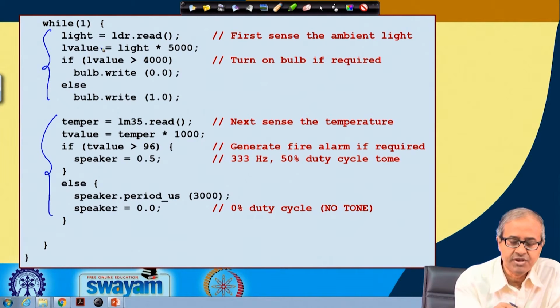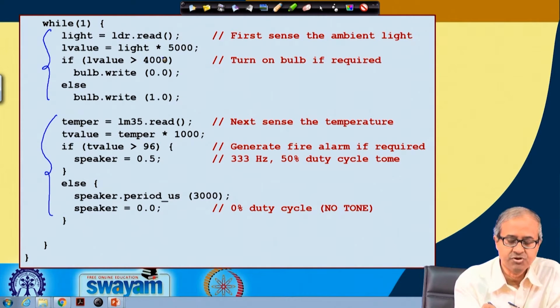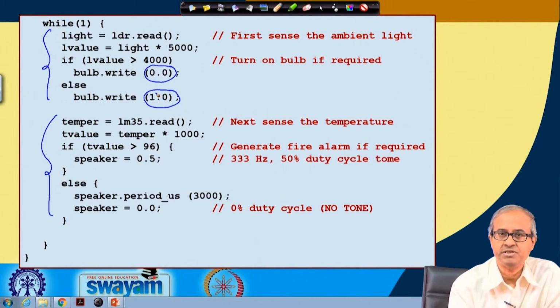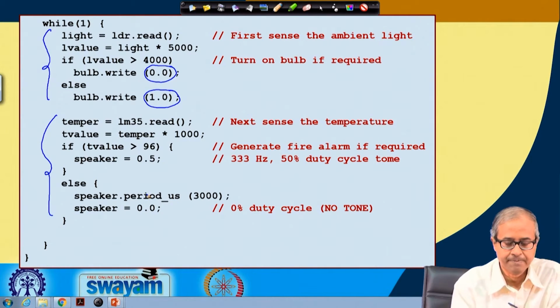In the light, we are using the analog input function LDR read, then you are multiplying it by a scale factor just like in the program that we showed earlier. If it exceeds some threshold value, we turn off the light because there is sufficient light. If not, you turn on the light. So, either the duty cycle is 0.0 or duty cycle is 1.0. Well, instead of write, you can also write bulb equal to 0.0, bulb equal to 1.0, they will mean the same thing. Here I have shown that way.